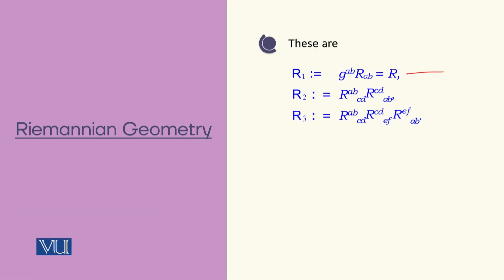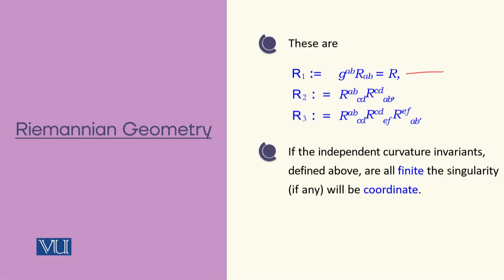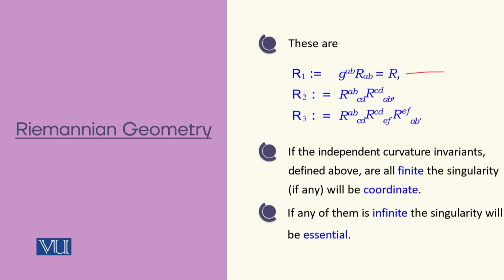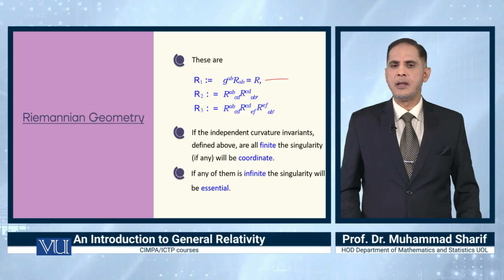So for the singularity purpose, we need to check whether it remains finite or not. If it is finite, then we have no singularity, but if it is infinite, then that means a singularity exists. So if the independent curvature invariants defined above are all finite, the singularity will be coordinate. If any of them is infinite, the singularity will be essential.